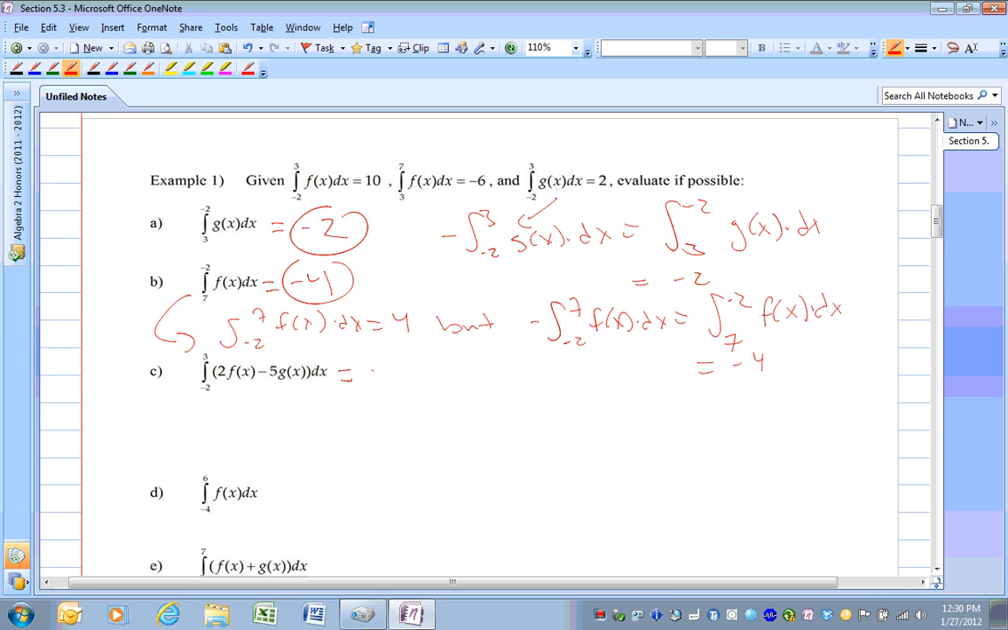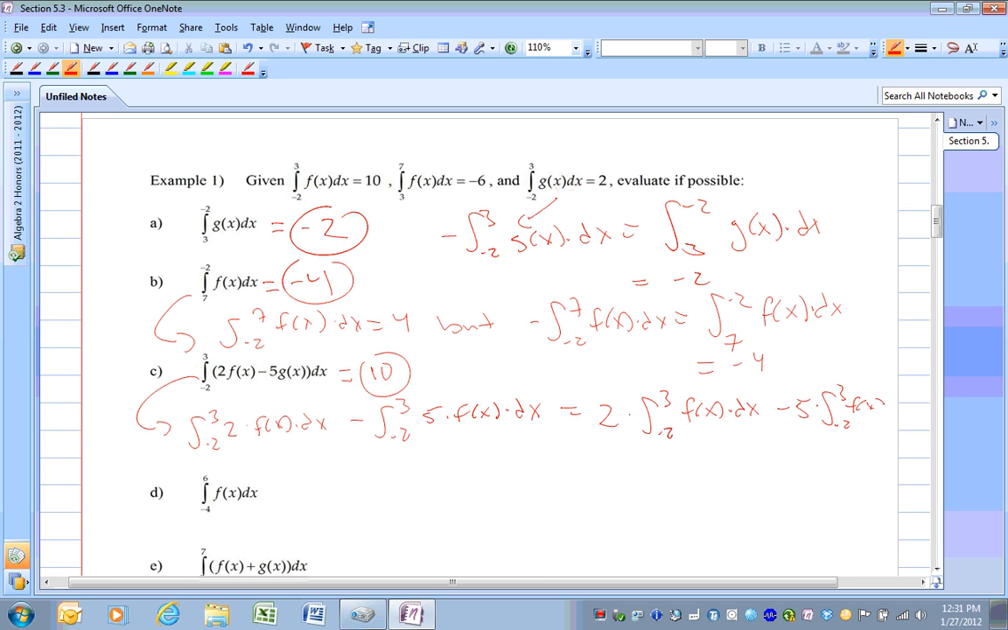It's 10. First we have a minus in between, right? So we can separate. Oops, that's 5. And then you have the constant multiples, right? And of course, then you can substitute.